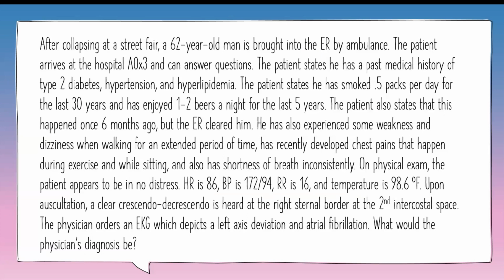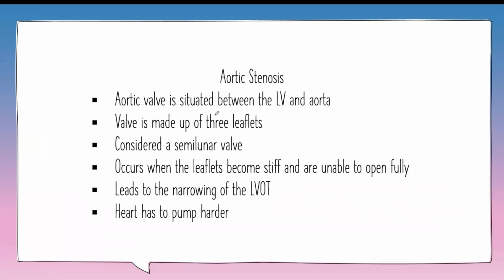What would the physician's diagnosis be? So here, through the crescendo-decrescendo, what looks to be aortic stenosis. A couple things on aortic stenosis. The aortic valve is situated between the left ventricle and the aorta. It is made up of 3 leaflets and called a semilunar valve because it has a crescent moon shape. It occurs when the leaflet becomes too stiff and unable to open fully, and this leads to obstruction of the left ventricular outflow tract, which means the heart has to pump harder.